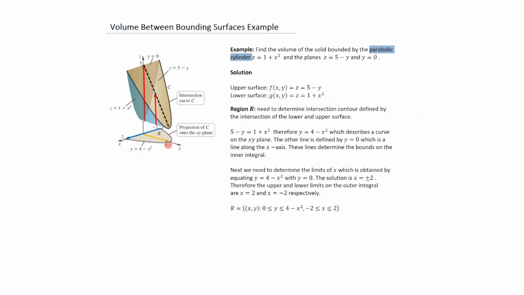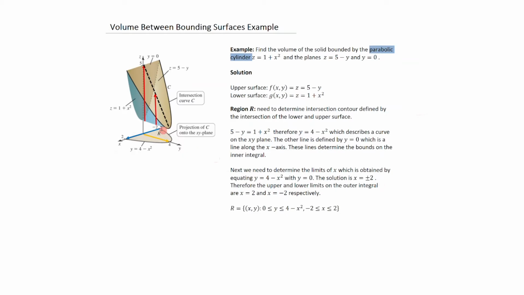Right, so that's one, but a region has to be closed. So the other line is defined by y equals 0, right? The line y equals 0 intersecting with the xy plane would be the line that goes from x equals here to x here. And we need to first determine what this value of x is. We do that by equating y equals 0 with the parabola y equals 4 minus x squared. And so this gives you a solution of x equals plus or minus 2.